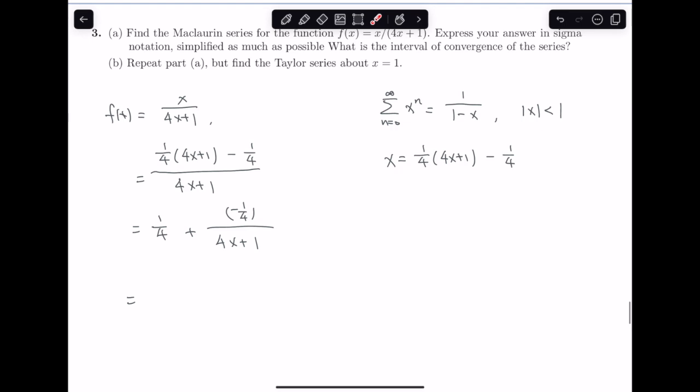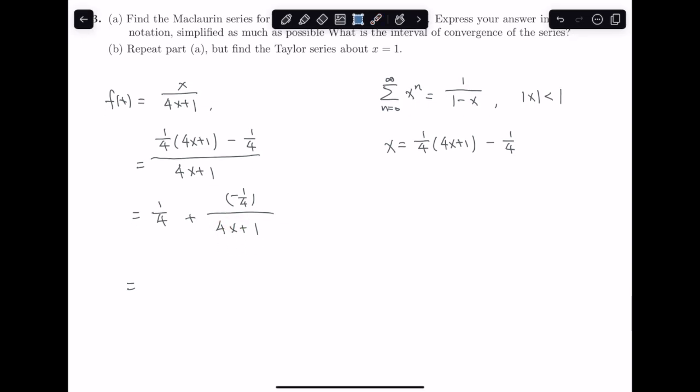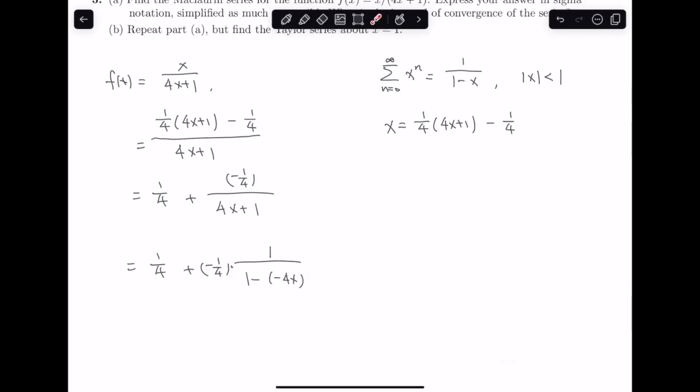But we still need to rewrite this further in order to match this, because you have 1 minus x here, but you have the plus 4x here. Okay, so instead of writing this, we're going to write that as 1 minus negative 4x. And at the same time, we want to factor this negative 1 over 4, so it becomes the coefficient, and then we're going to leave 1 on the top. So now it's going to completely match what is given in the formula.